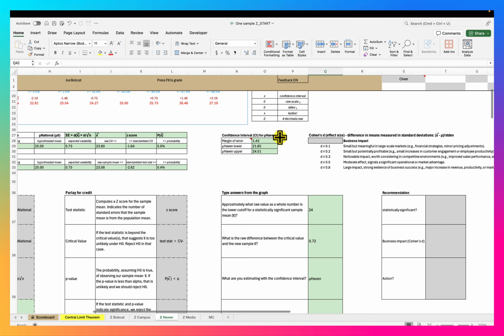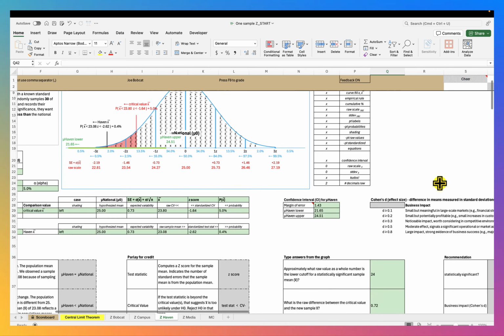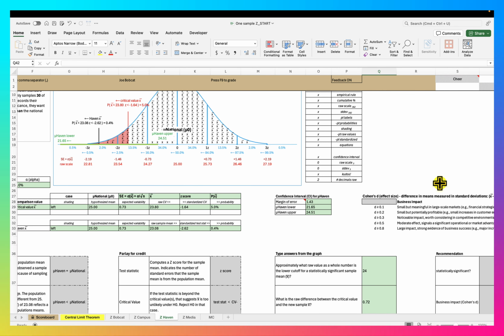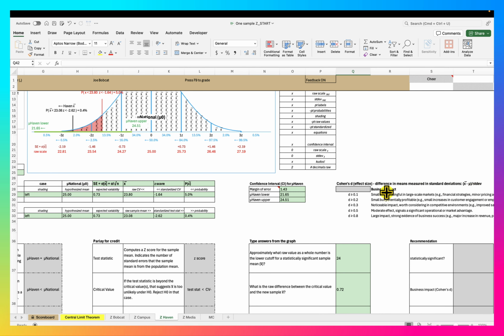All right, now we're also doing something else new in this problem. So not only are we calculating a confidence interval, but we're also calculating Cohen's d, which is called effect size. When you find something statistically significant, which we have, we know it's statistically significant, but now we're saying, okay, fine, but is it a big deal? In other words, should we make a business decision based upon that? Cohen's d tells us whether or not we take the additional step of actually making a business decision. So we're looking at business impact. And the way it's calculated is to take x bar minus mu divided by the standard deviation.